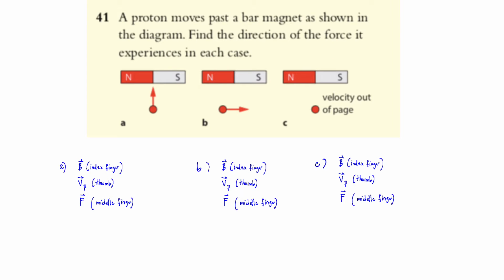Now the first thing that you need to do here is to simply draw the magnetic field of this bar magnet. And remember, the magnetic field will always point from north to south. So we're going to go like this.